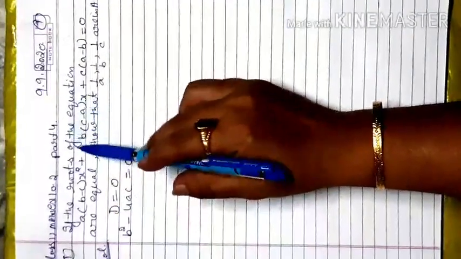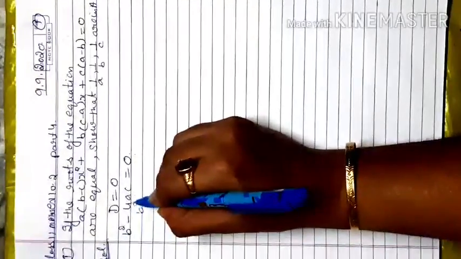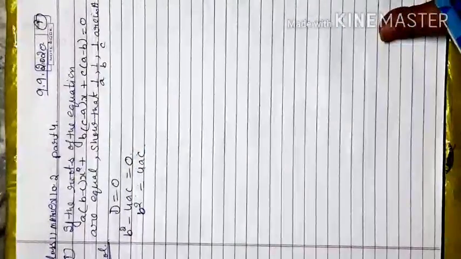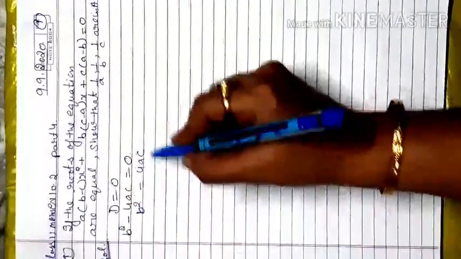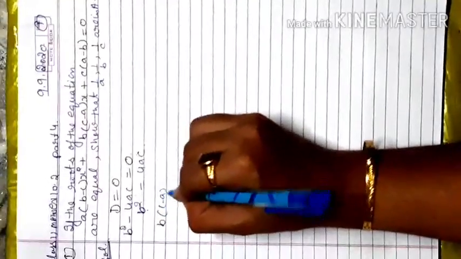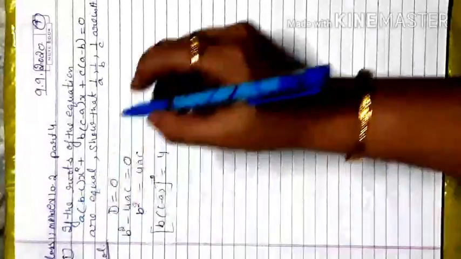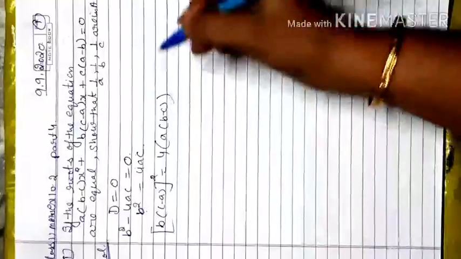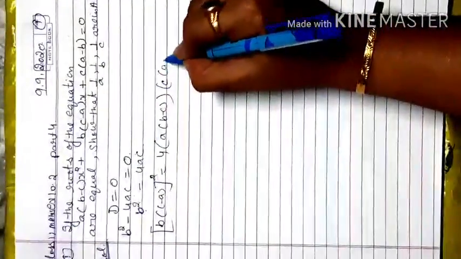So in place of b we apply (c minus a) whole square. It will be better for your calculation if you shift 4ac to the other side, like b square is equal to 4ac, so negative changes to positive. Now when you open this, in place of b this term will be there, (c minus a) whole square, equal to 4 times, in place of a, the coefficient of x square, that is (b minus c), and in place of c, this is (a minus b).